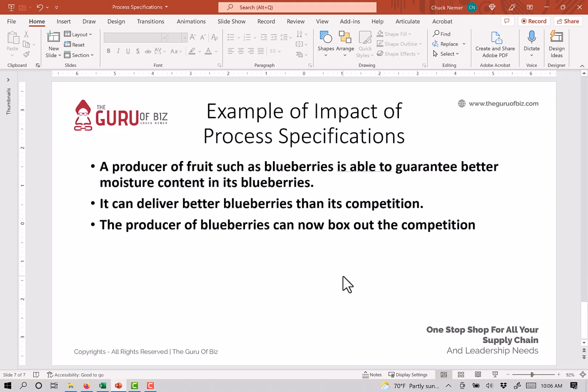For example, a producer of fruit such as blueberries is perhaps able to guarantee better moisture content in its blueberries because it understands its processes, manages the characteristics of growing the blueberries to a point where it can deliver better blueberries than its competition can, be it something like moisture content or whatever. The producer of blueberries can now box out the competition because they can produce blueberries at a level no competitor can, and therefore they can get on the customer's print and only their blueberry could be specified. And this is all because the producer understands its process specifications and capabilities and improves upon them.